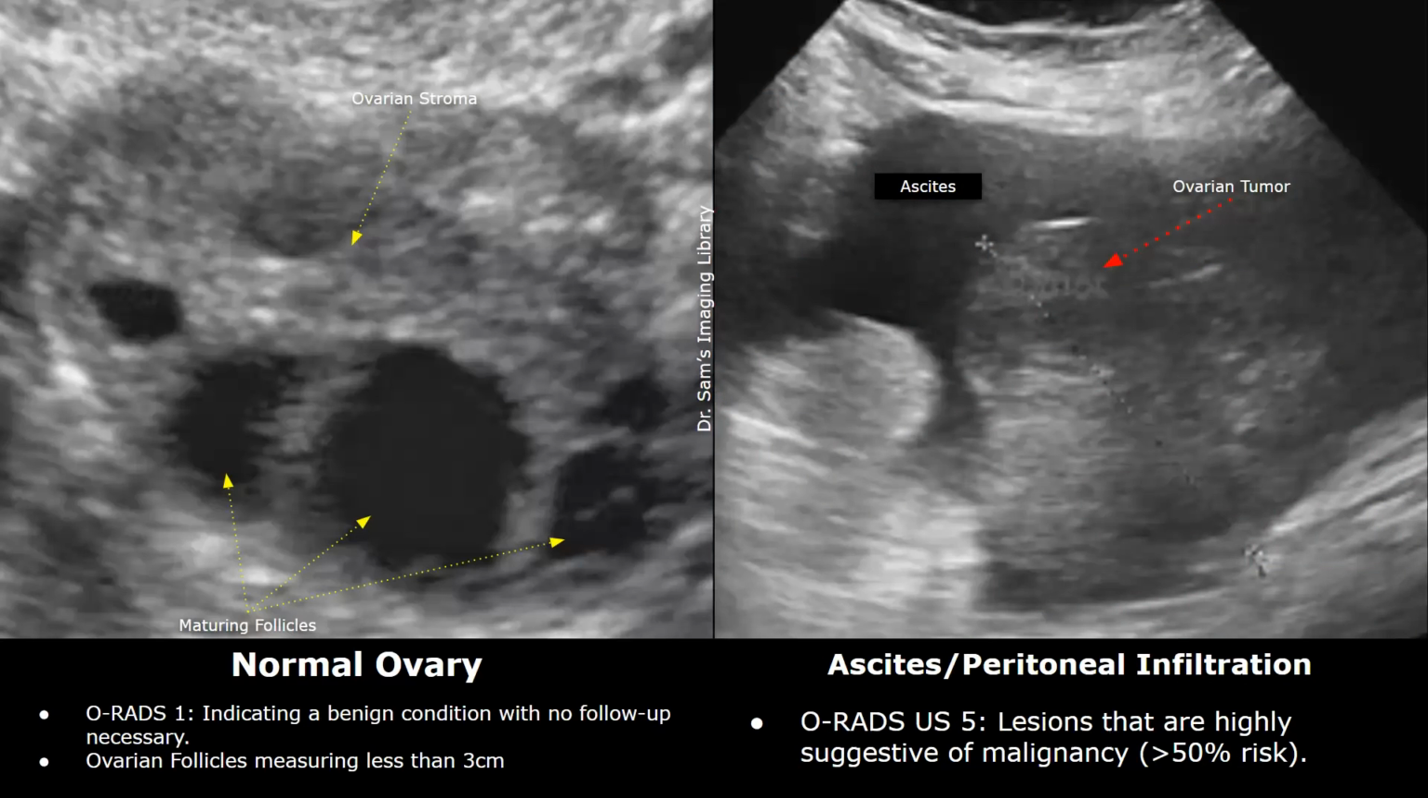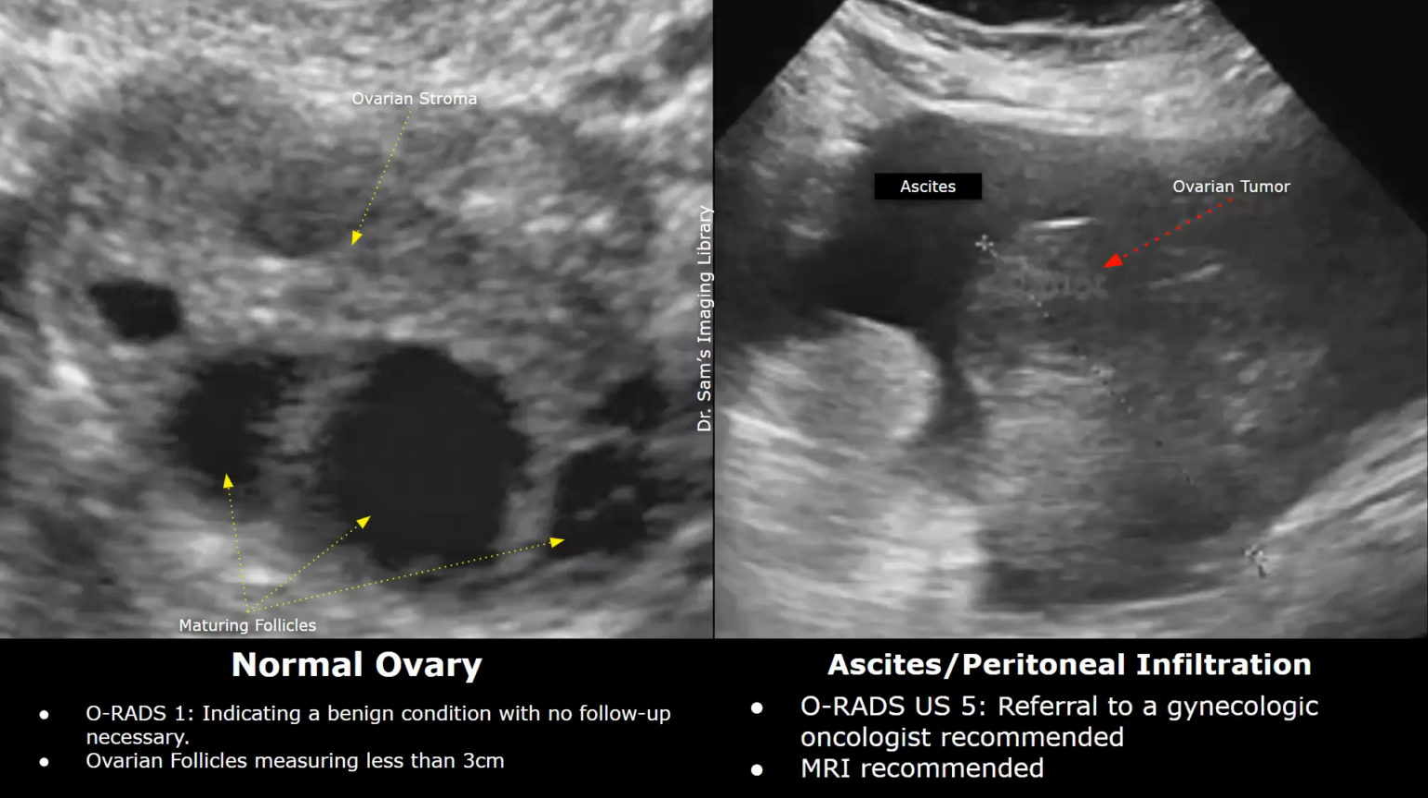If ascites is present, along with an ovarian tumor, or if there is peritoneal infiltration, this type of appearance is classified as O-RADS 5. For O-RADS 5, referral to a gynecologic oncologist is recommended and MRI is recommended as well.